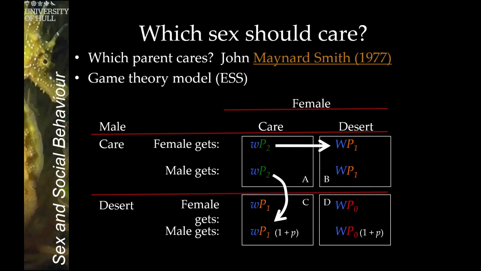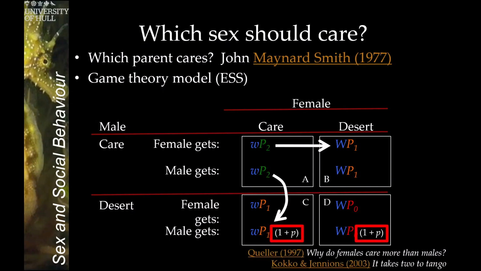So that kind of model stood for a few decades until somebody realised that this little fudge factor here, 1 plus p, violates the Fisherian constraint. Do you remember that every individual has exactly 2 parents, one mother and one father? So male and female reproduction must be exactly equal.